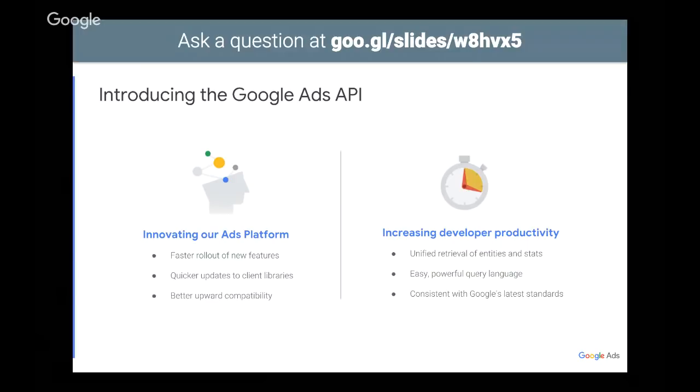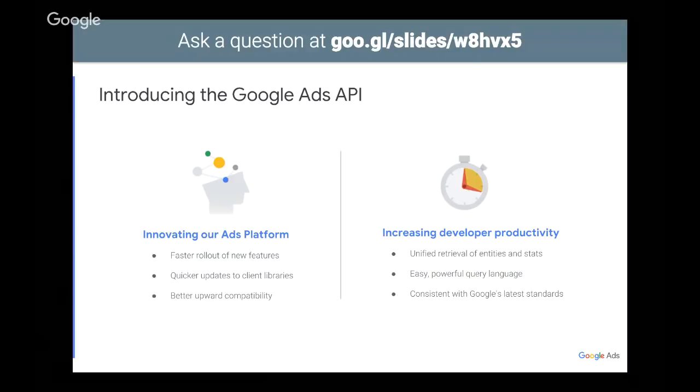This will also increase developer productivity. The other flip side of this is it's better for us, and it's a good system all around. You'll find working with our new API, and this is something we hammered home in the last webinar as well, it'll have unified retrieval of entities and stats. So we've gone away with the existing legacy infrastructure in the AdWords API where you have two different APIs. There's a SOAP API for manipulating objects, right? And then you have the reporting APIs. Well, that's going away now.